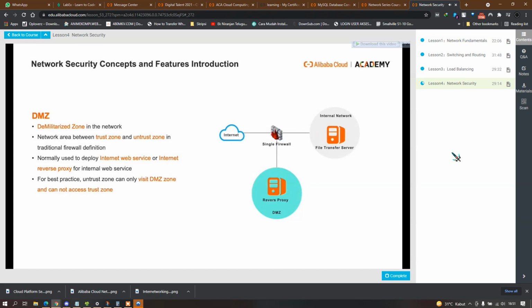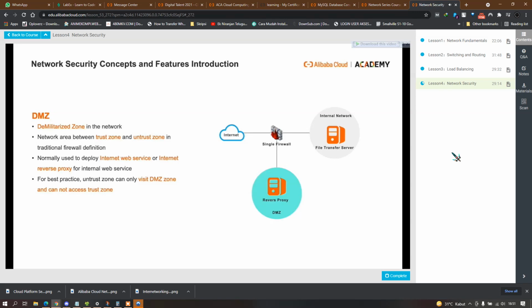And after we have talked about the firewall, there is another concept that we have to mention, which is the DMZ. The full name for DMZ is demilitarized zone. And what is DMZ? DMZ is a network area between the trust zone and the untrust zone in the traditional firewall definition. So here there are two new concepts, the trust zone and the untrust zone.